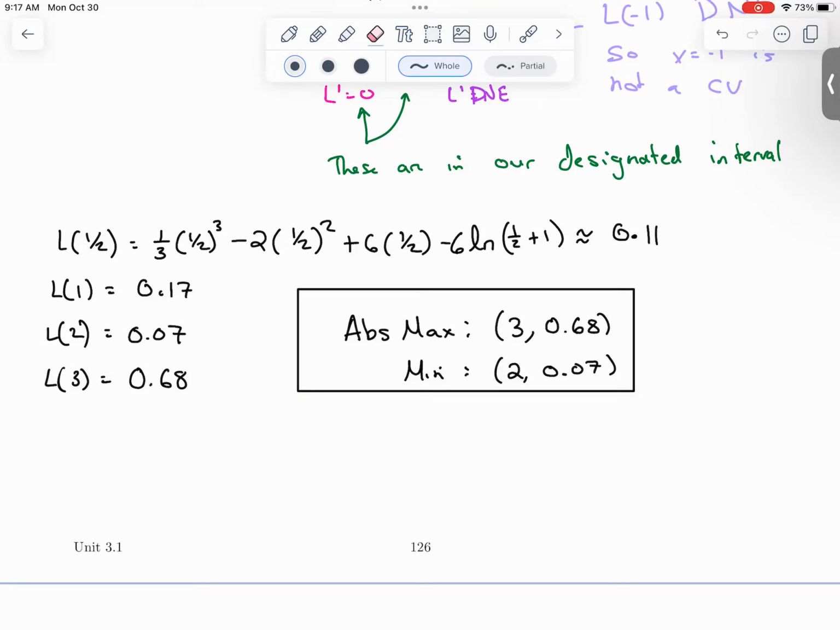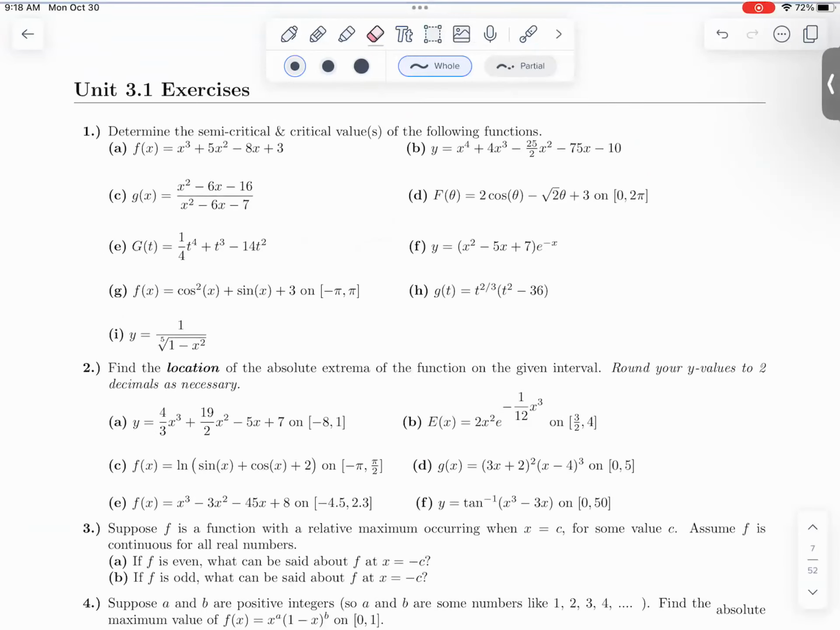That's how we find the extreme values of a function. We find the derivative, we find the critical values, we test the endpoints and the critical values within our interval in the original function. Whichever one gives us the largest y value is the absolute max. Whichever one gives us the lowest y value, that's our absolute min. And that is the extreme value theorem.